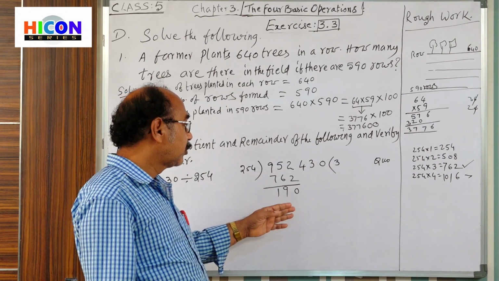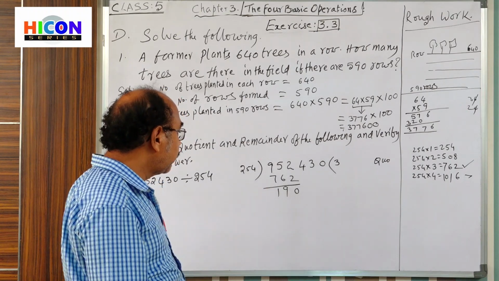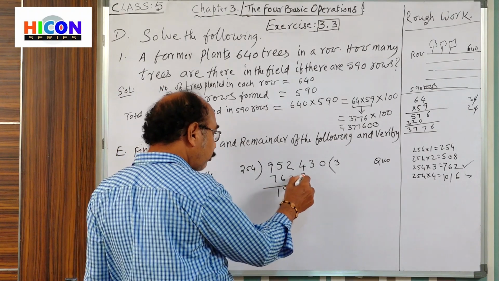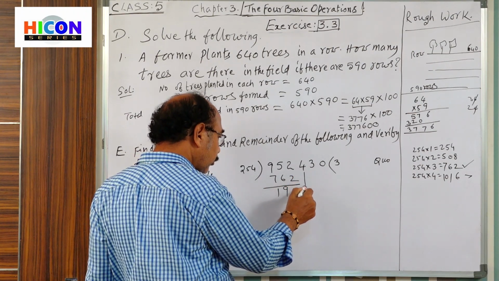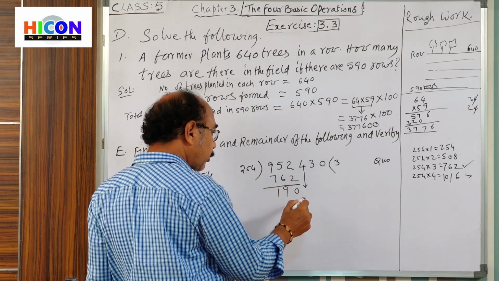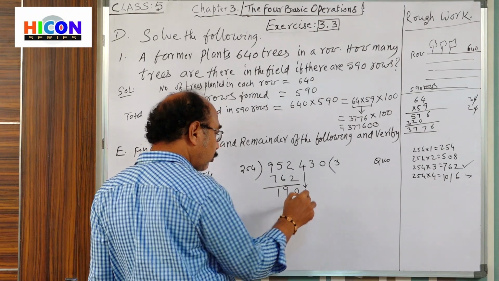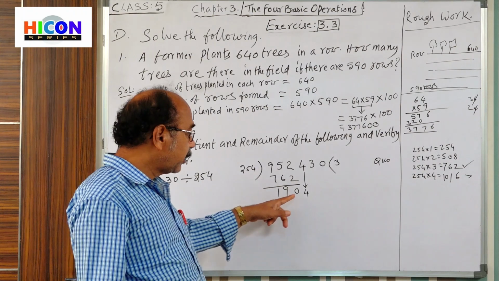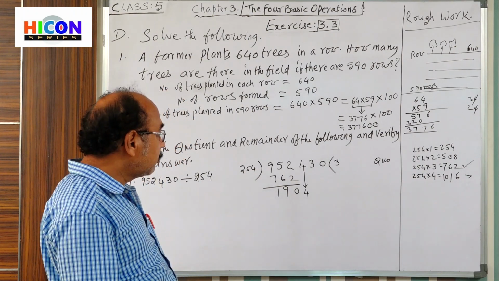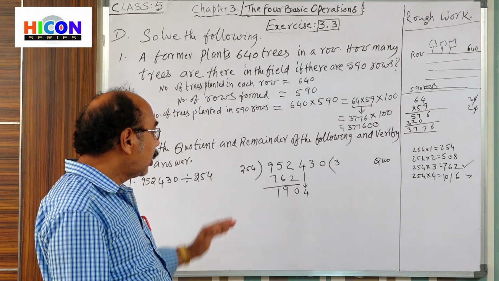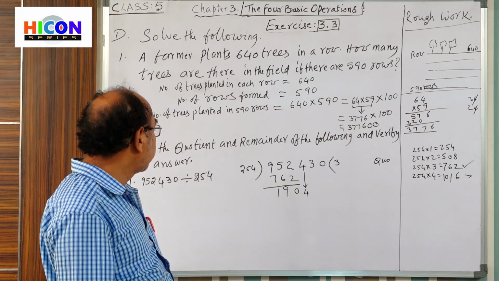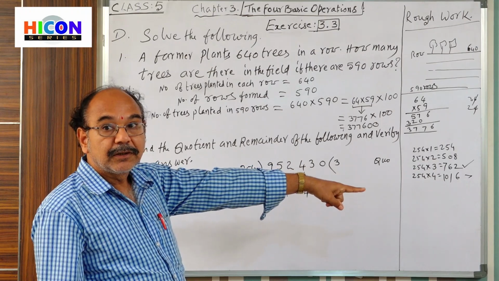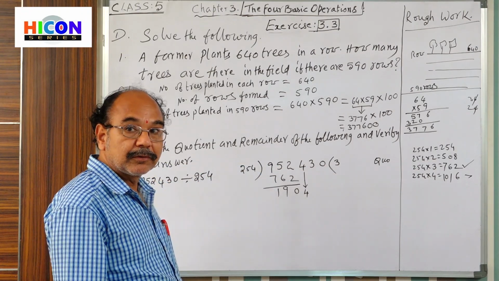Now from the dividend, bring down 4. Now we have 1904. In 1904, how many times does 254 go? Extend that table.